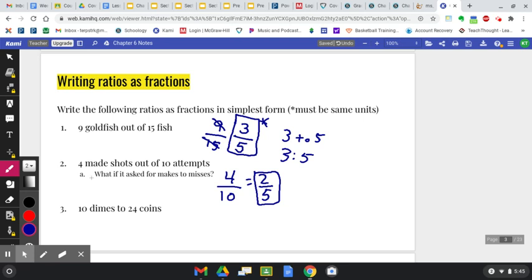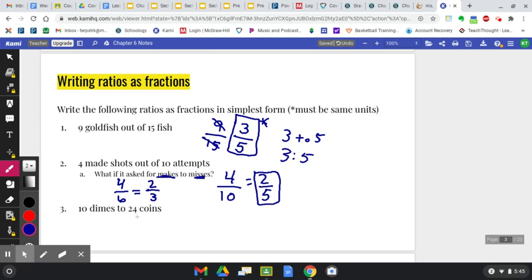So the asterisk here says, what if it said makes to misses, right? They're still attempts, right? Sometimes we make, sometimes we miss, but they're the same unit. So if I took 10 attempts and I made 4, that would mean I missed 6. So that ratio of makes to misses would be 4 out of 6, which we reduce to 2/3, right? So you have to make sure that you list the ratio that is described, right? The first one said attempts, there were 10 attempts. The second one said makes to misses, so I had to figure out the misses first.